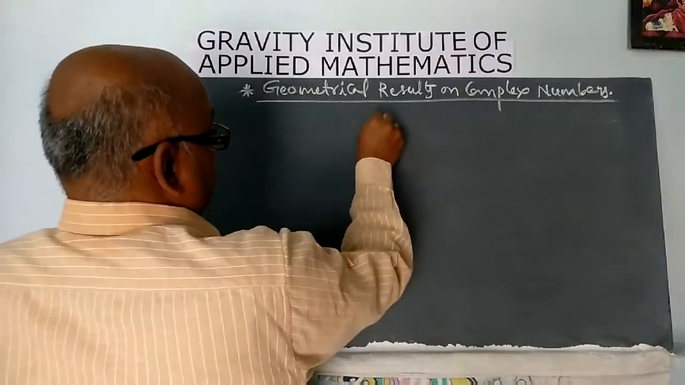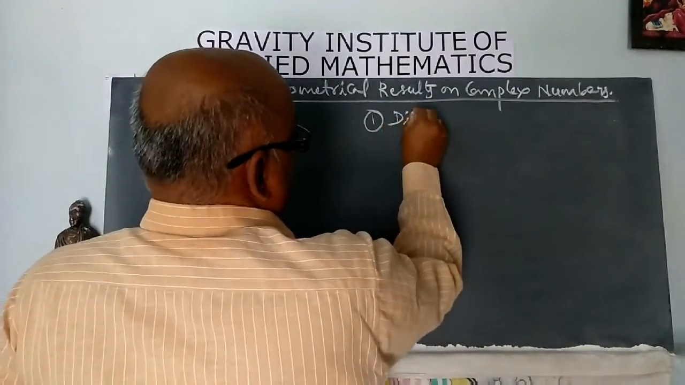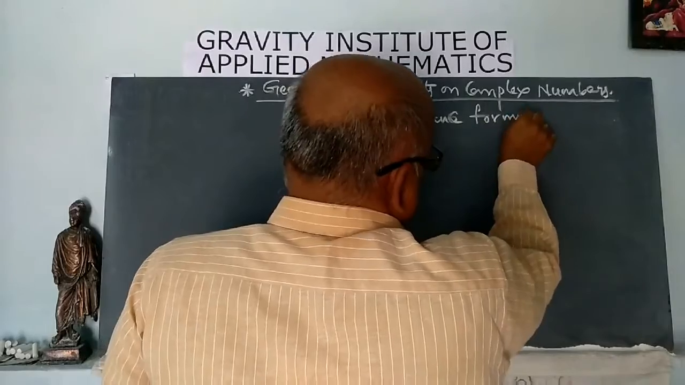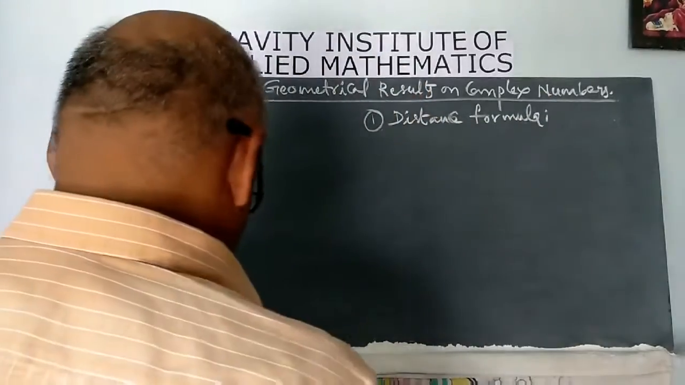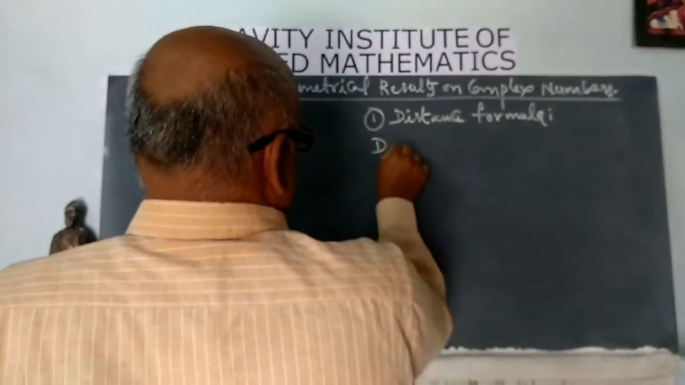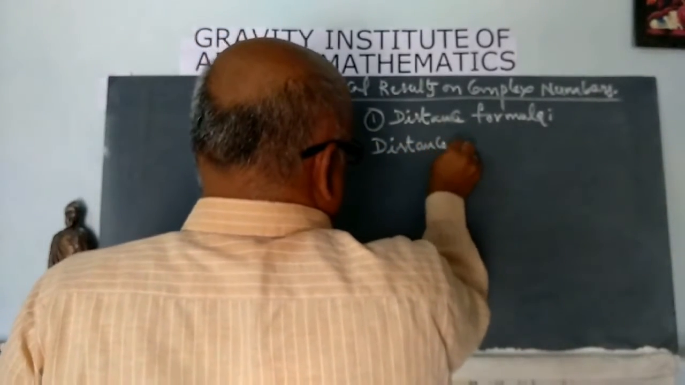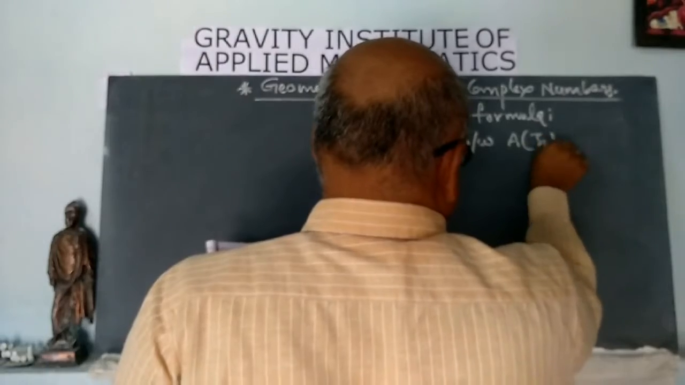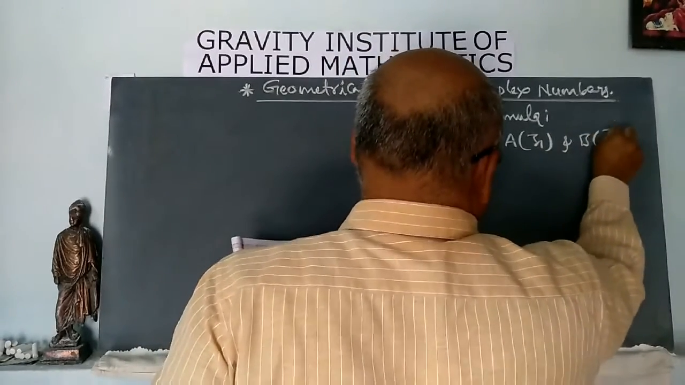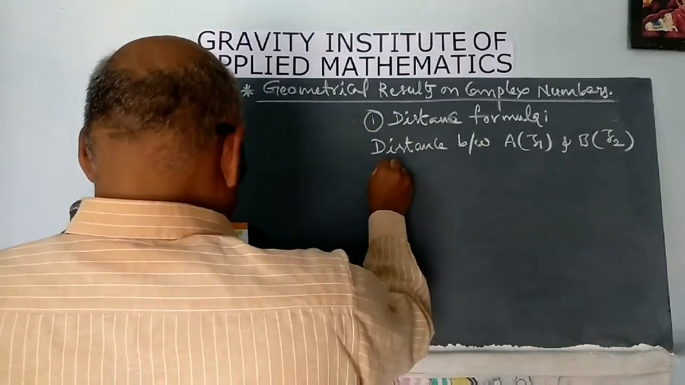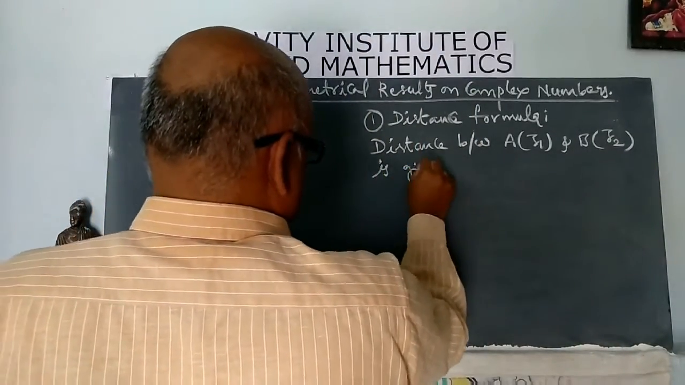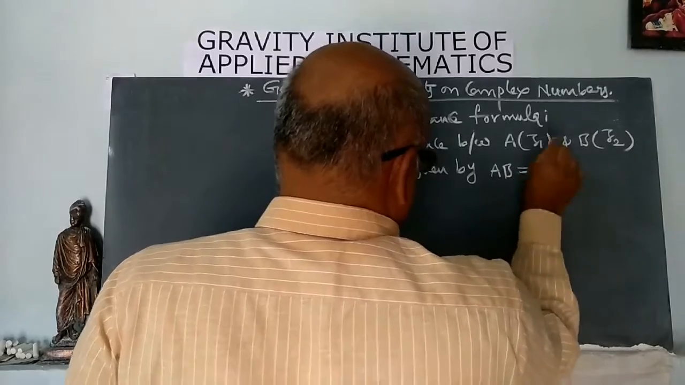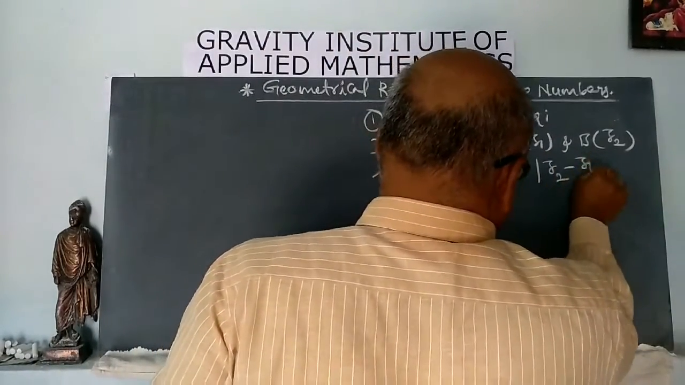So the first point, distance formula. The distance between A of Z1 and B of Z2 is given by AB is equal to mod Z2 minus Z1.